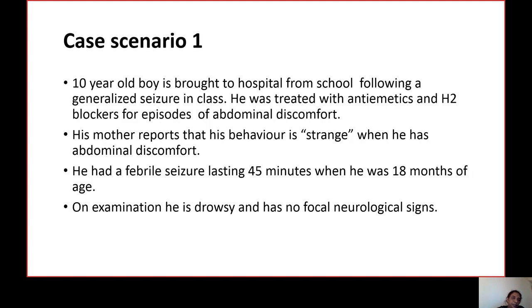Case scenario one is a 10-year-old boy who comes to the hospital from school following a generalized seizure in class. He was treated with antiemetics and H2 blockers for episodes of abdominal discomfort. His mother reports that his behavior is strange when he has this abdominal discomfort. From time to time he has been having this, and the mother has noted some strange behavior. There's a past history of a febrile seizure lasting 45 minutes when he was 18 months of age. That was the only significant thing. On examination after the seizure, he was a little drowsy but had no focal neurological signs.